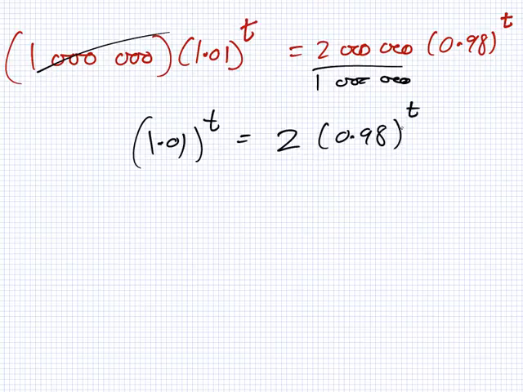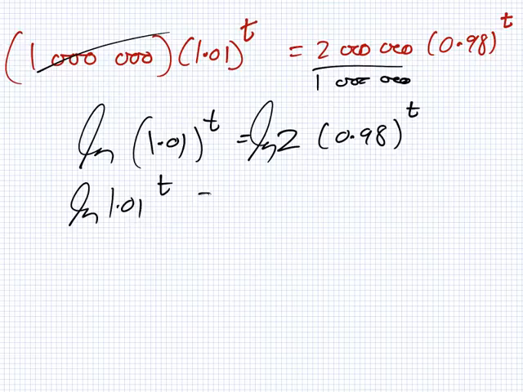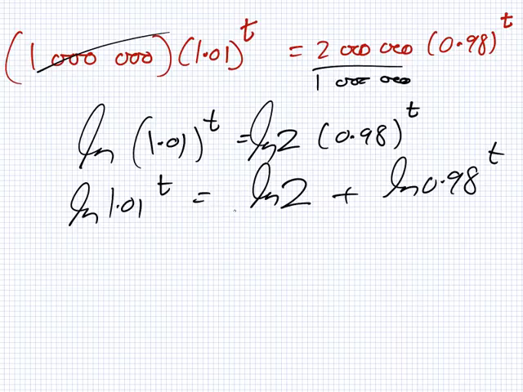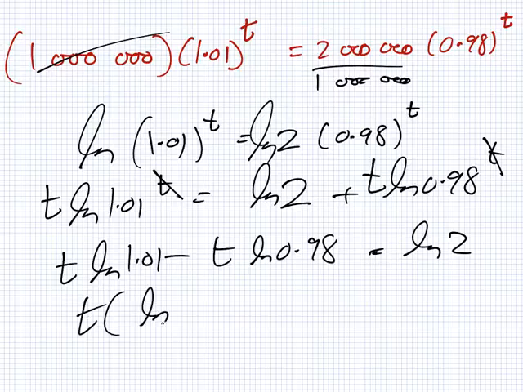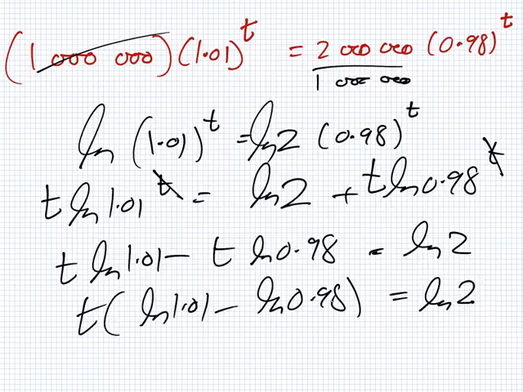And what should we use next? Logs. So divide. Log and log. So we get T log 1.01 equals log 2 plus T log 0.98. Which rule am I using here? First rule. And then what can I do with the T? Bring it down. So T log 1.01 minus T log 0.98 equals log 2. T times (log 1.01 minus log 0.98) equals log 2. So T is log 2 over that.